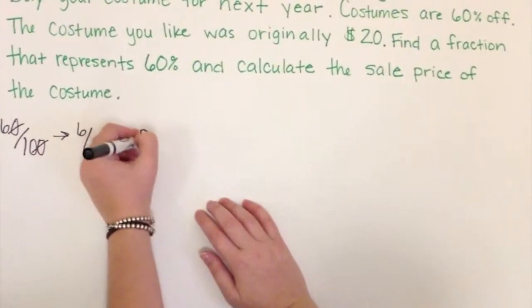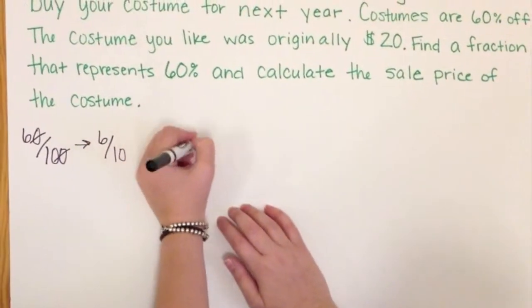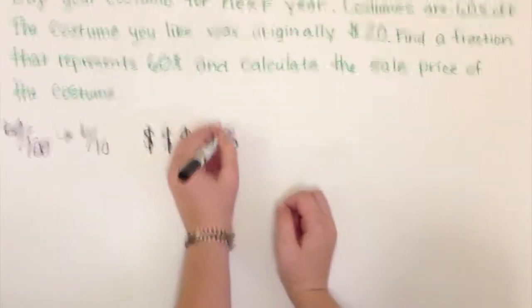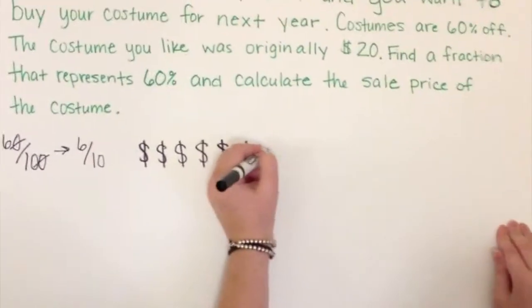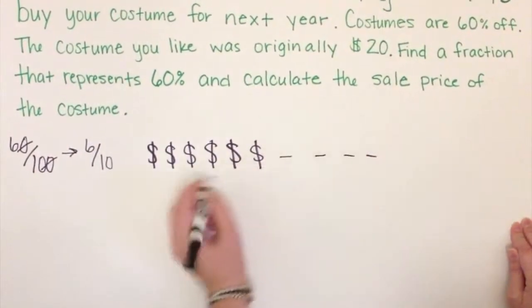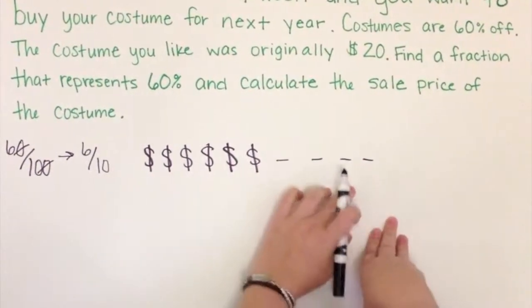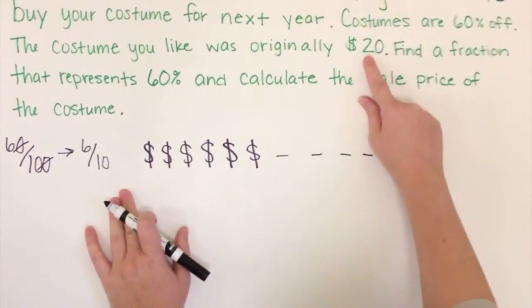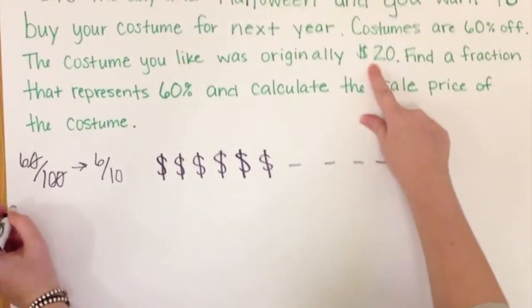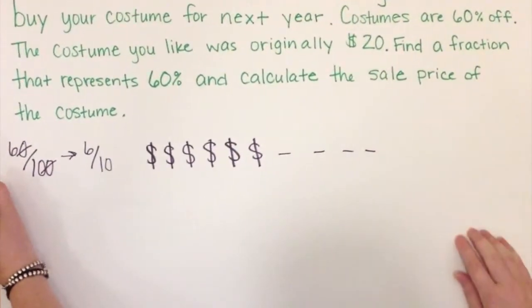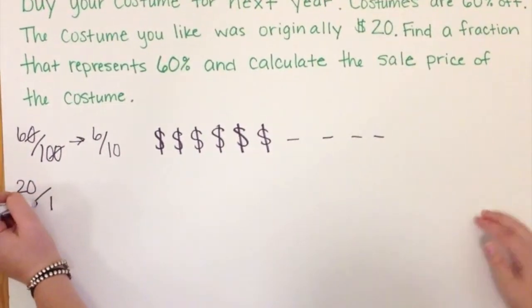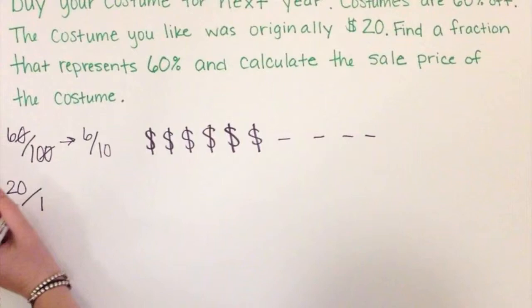So we have 6 out of every 10. We can just say these dashes represent the pieces that we don't have. So we have 6 out of 10. And now we want to find 60% of 20. You can use any whole number and put it over 1 to make an equivalent fraction, so 20 wholes is 20 over 1.